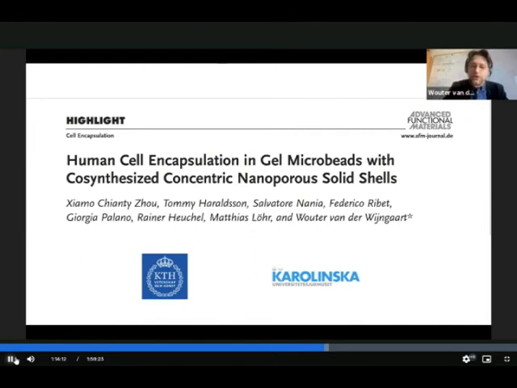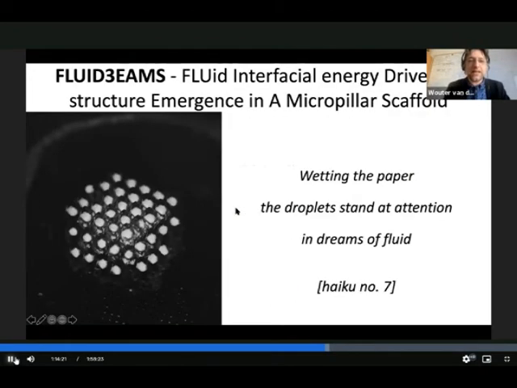First, I want to show this work is published, of course, in Advanced Functional Materials. And it was a collaboration with Matthias Löhr, professor at Karolinska Institute, and his team. So now comes in, again, our synthetic paper. So I show the synthetic paper.